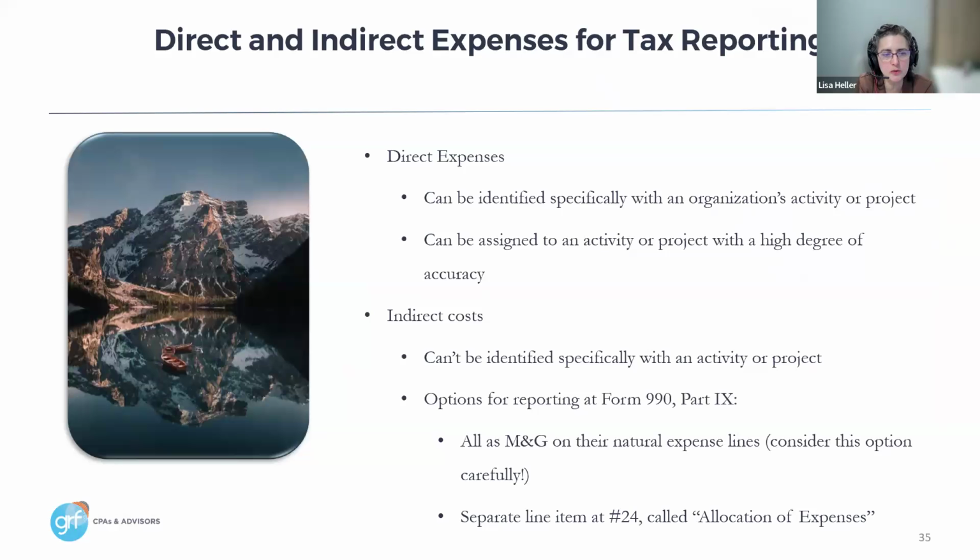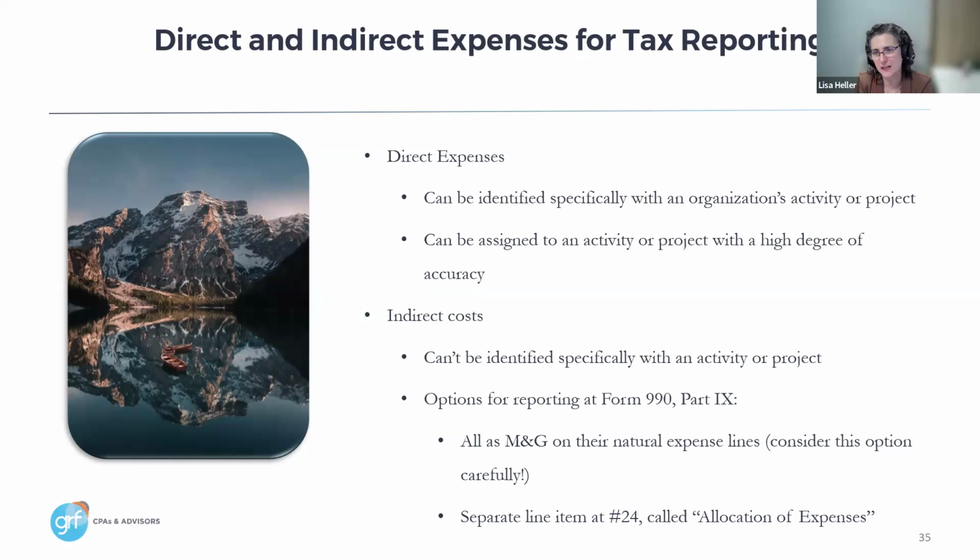I don't know. Anyway, I just want to say a couple of words about direct expenses. Oh, here it is. Direct expenses, and sorry about that technical difficulty, folks. Just a couple of words about direct expenses and indirect cost reporting on the 990. And Kim already covered this earlier, so I'll just say that there are a few ways to report the allocation of indirect expenses in Part 9, and they're listed here.